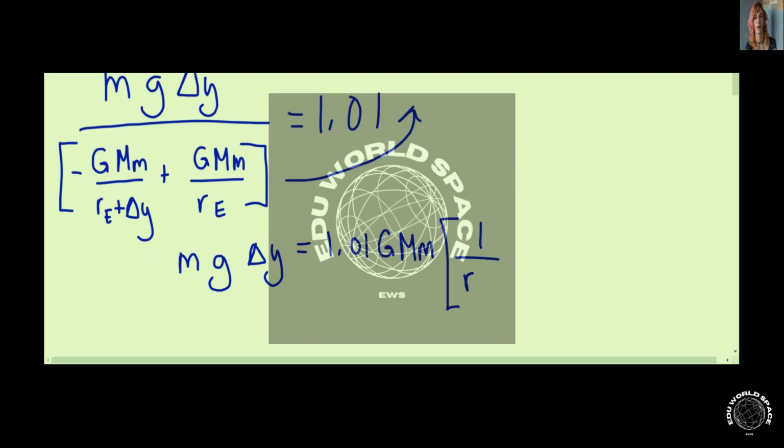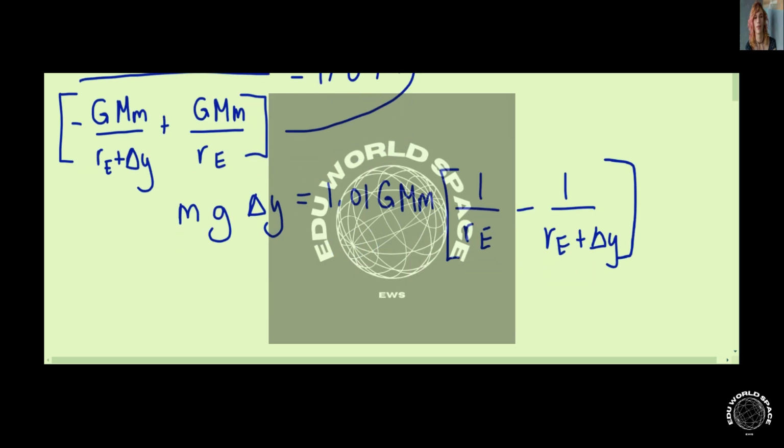And so that'll leave 1 over RE minus 1 over RE plus delta Y. And I did reverse the order of the terms there, so the 1 over RE comes first. Next, what we want to do is consolidate this fraction. So we're going to multiply to get a common denominator.